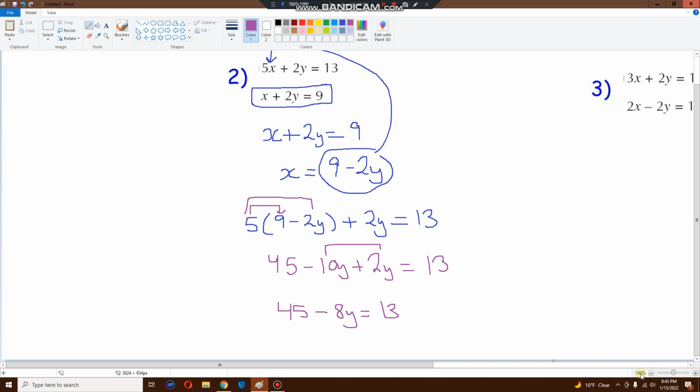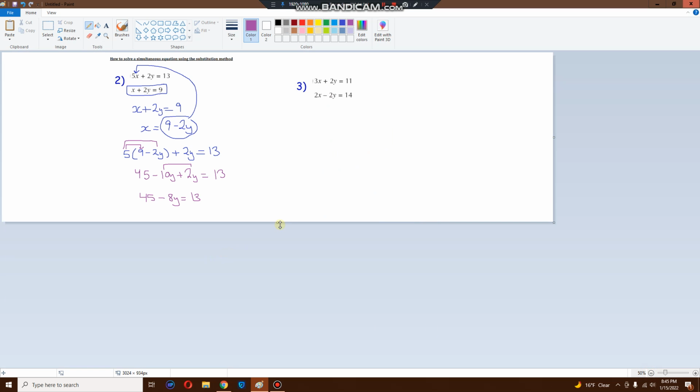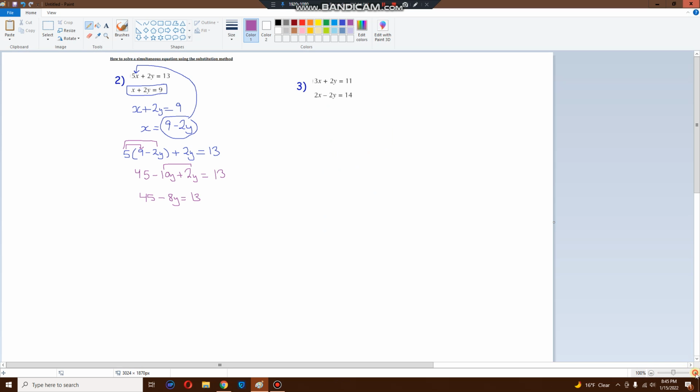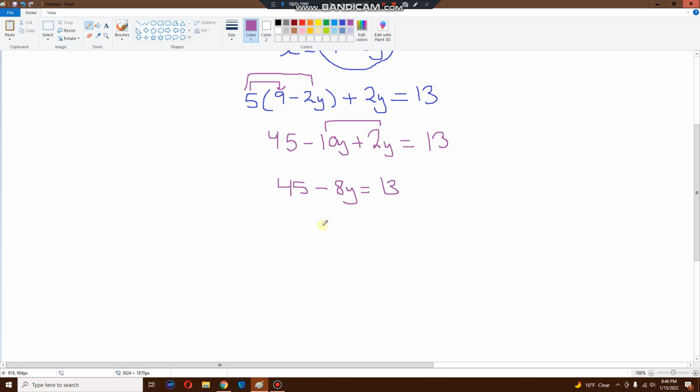Okay, continue on. Let me just make this a little bit bigger over here. Here we go. So let's solve for y. So minus 8y stays on the left side. Everything else goes on the right side.